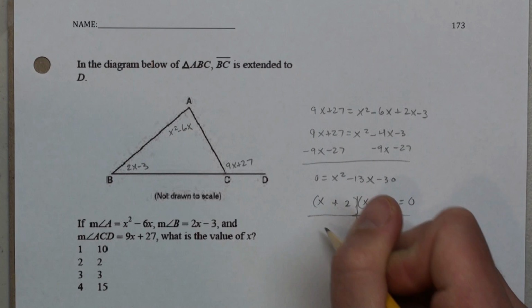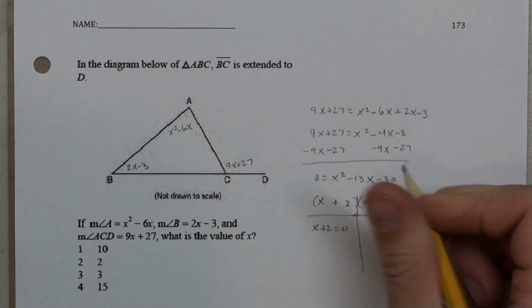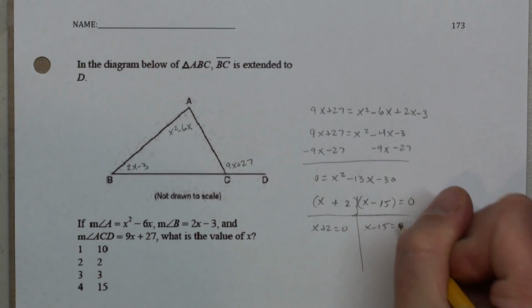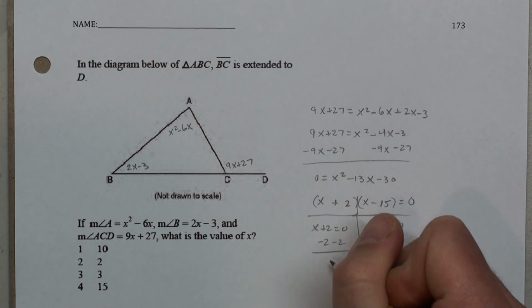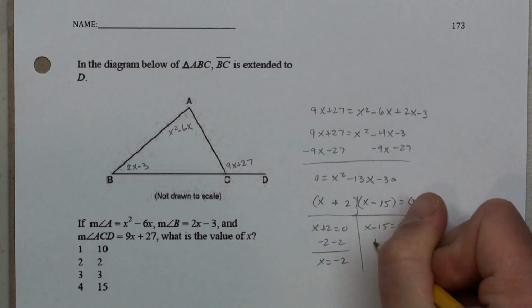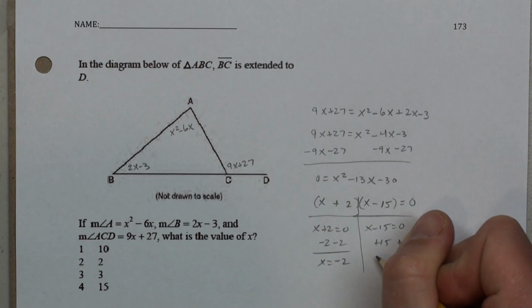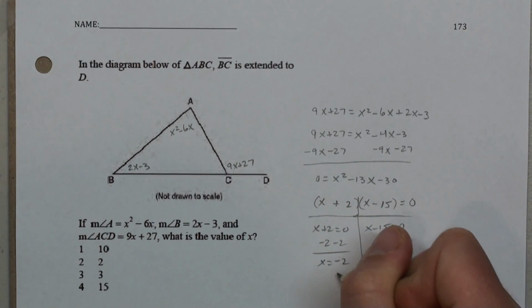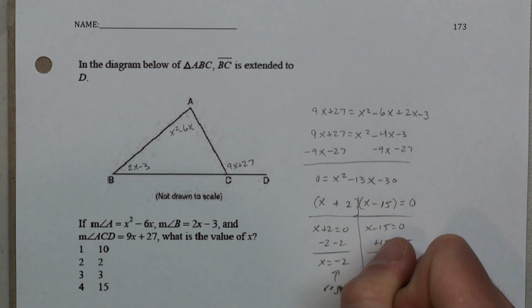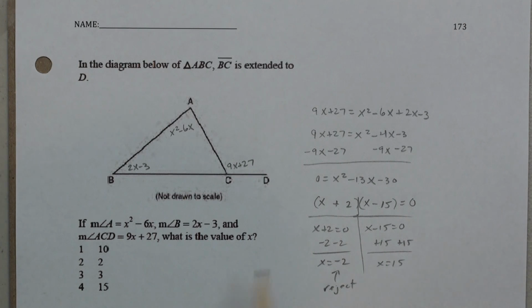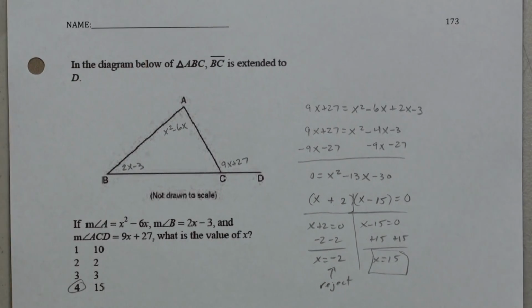Split them up. X plus 2 equals 0, x minus 15 equals 0. Subtract 2 from both sides, x equals negative 2. Add 15 to both sides, x equals 15. Reject the negative answer, so x equals 15. Choice 4.